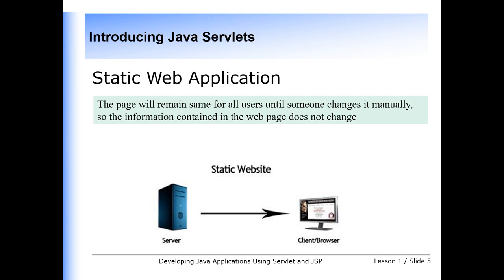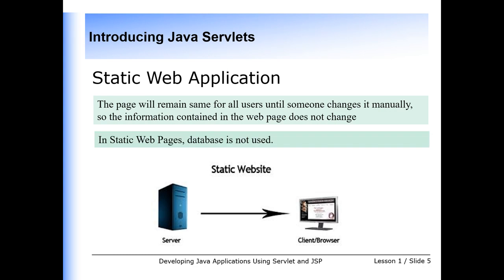In a static web application, the page will remain the same for all the users until someone changes it manually. The information contained in the web page does not change and it looks like a printed page. So the static web application does not use a database, because these pages will remain the same for all the users and the content of a static web application does not change.